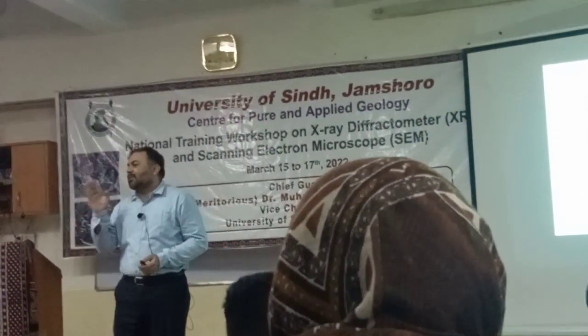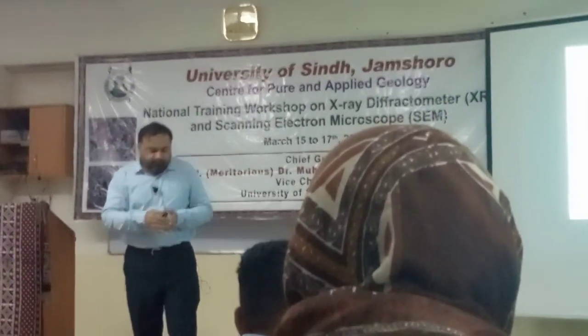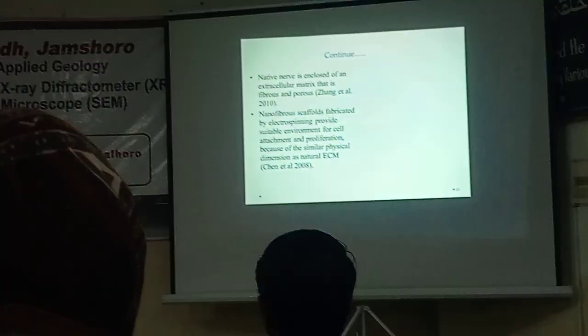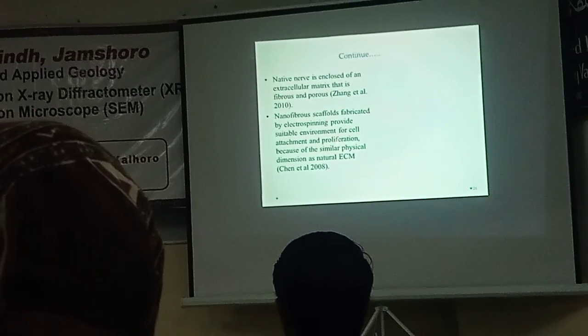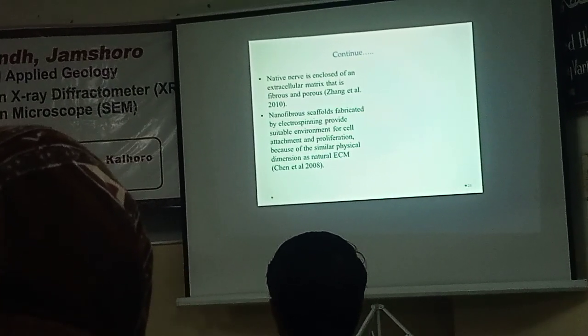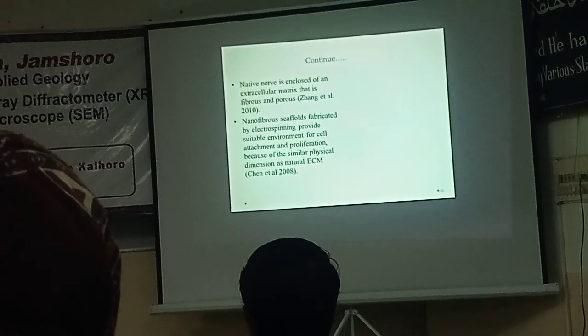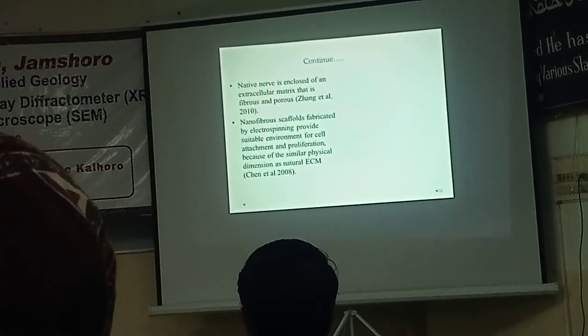So nanofiber scaffold fabricated by electrospinning provides a suitable environment for cell attachment and proliferation because of a similar physical dimension as the natural extracellular matrix.